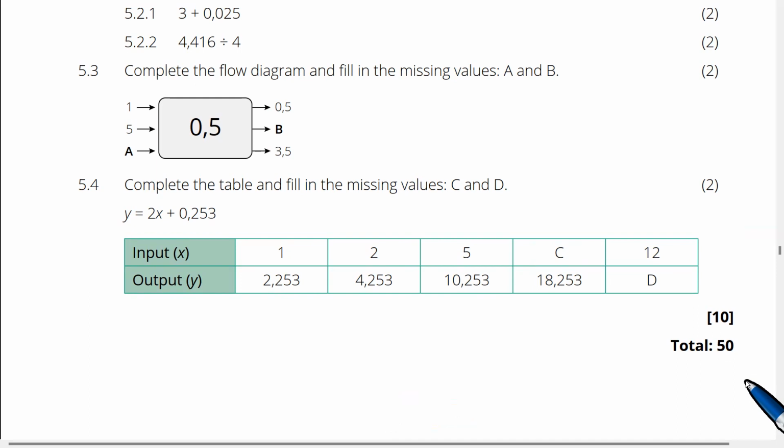Right, please let me know what you think D is. We're looking for D. I'm giving you like 2 minutes. Is it 28,253? Okay, let's check. Is it 28,253? How do we get the value of D?